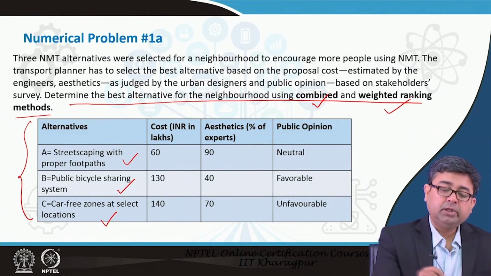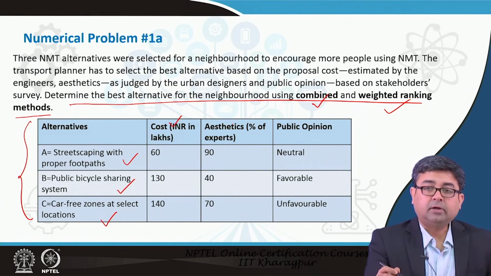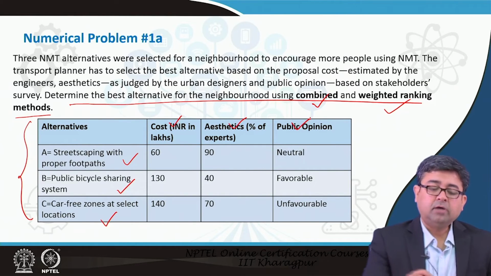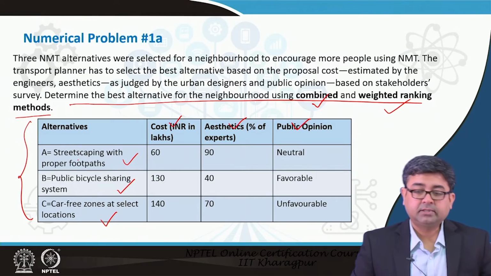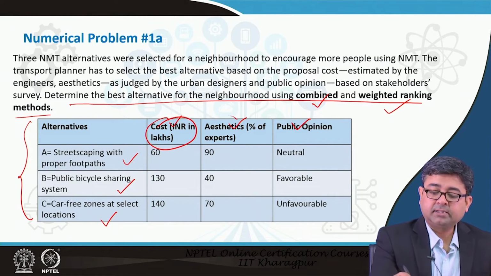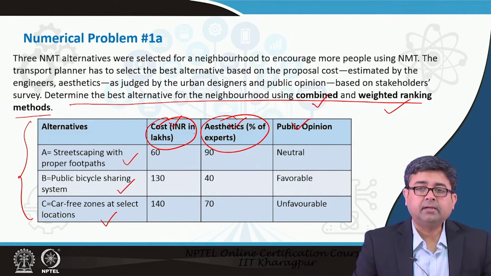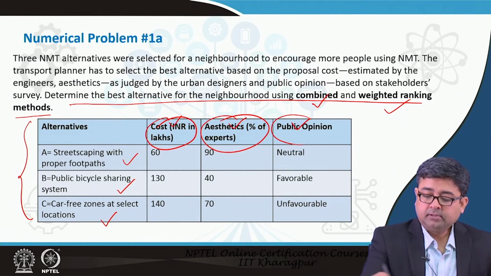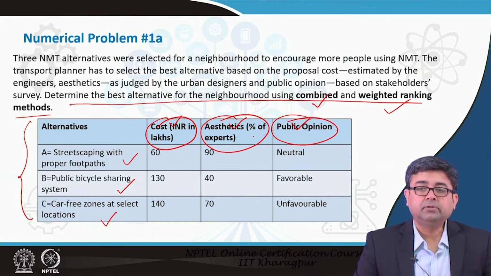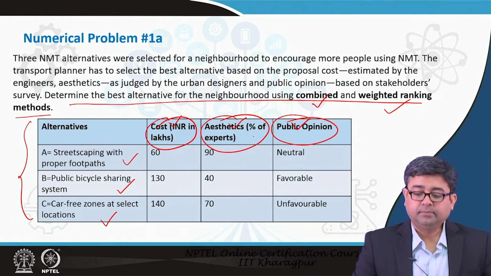Now, there may be other criteria on which you might have data, but here we have shown 3 criteria on which we have data for these 3 projects. First criterion is cost, second is the percentage of experts who say that aesthetically this will look good, right, and the third criterion is public opinion. So, we have expert opinion, public opinion, as well as the cost of the project.